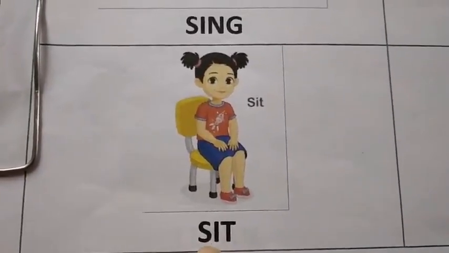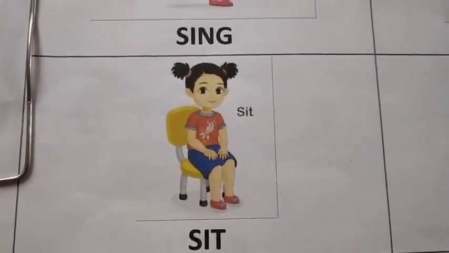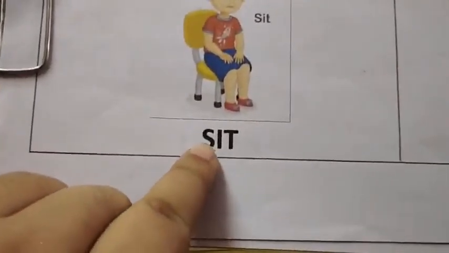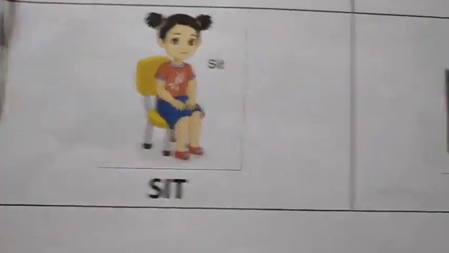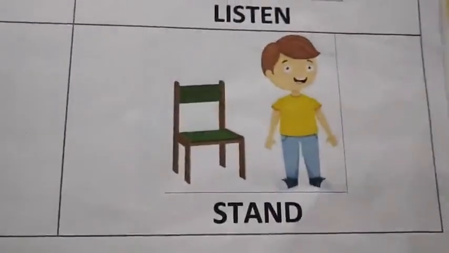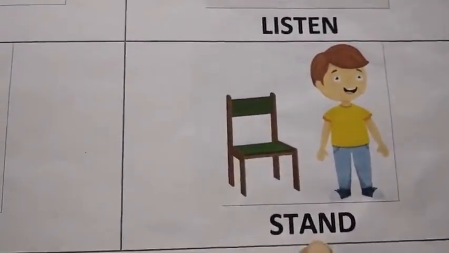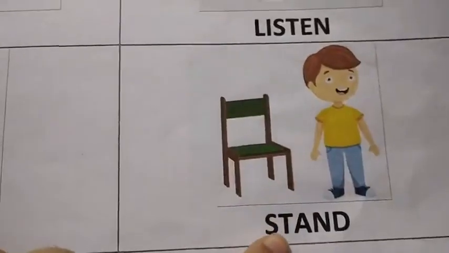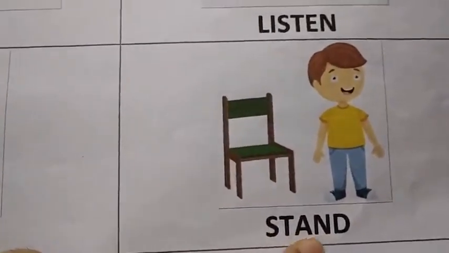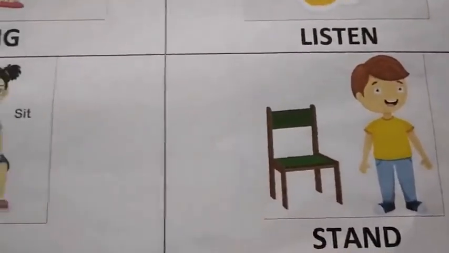What is the girl doing here? She's sitting. She's performing some action. The verb is sit. S-I-T, sit. In the next picture, what is the boy doing? It's the opposite of sit. Stand. Yes, the verb is stand. He's performing some action, that is stand.